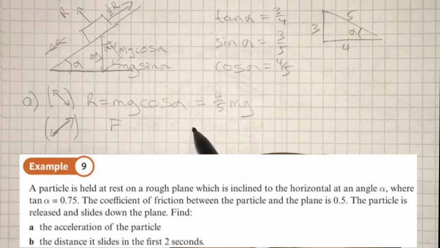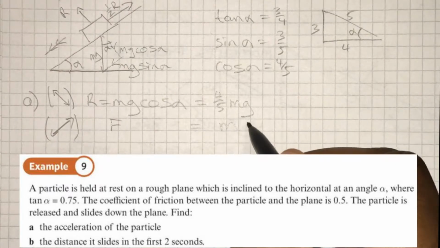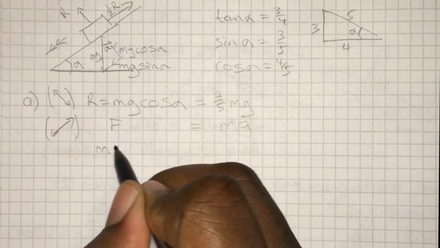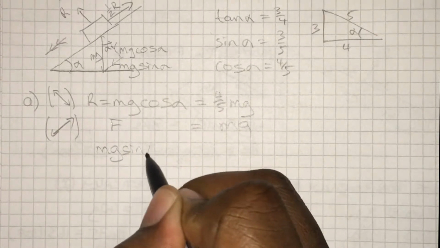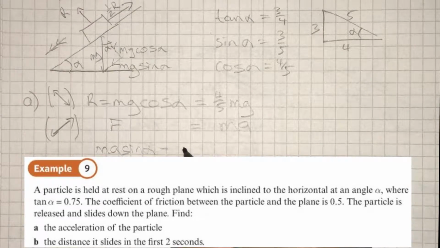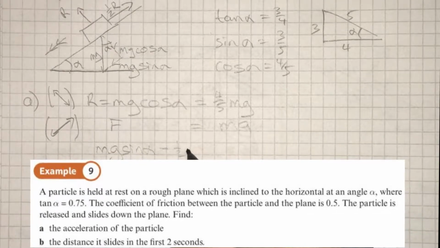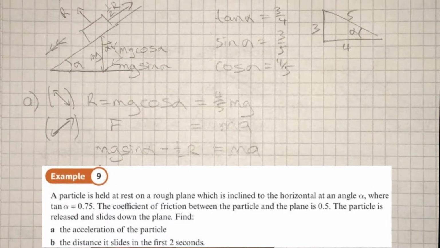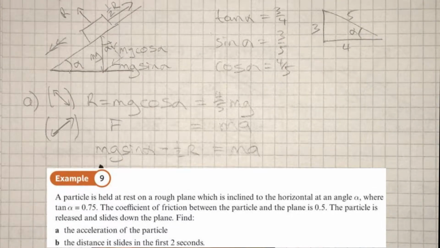So we're looking for acceleration, which means we can make use of Newton's second law and say that F equals ma. So forces in the positive direction, we have mg sine alpha, subtract the friction, so subtract half of R. Now that should equal the mass, it being unknown, m, multiplied by the acceleration.